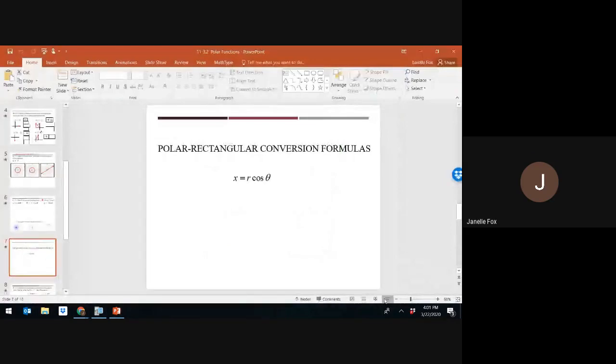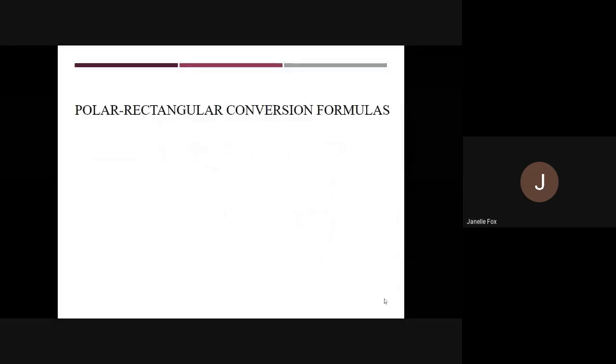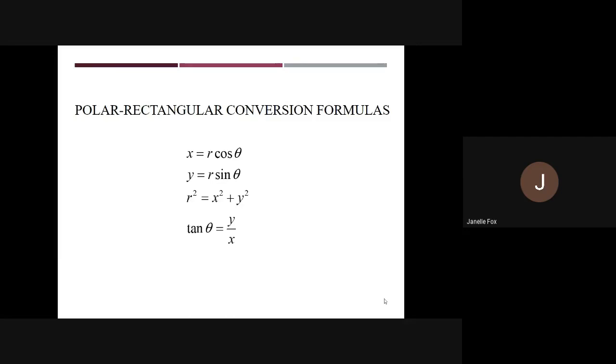Okay, so when we talk about changing from polar to rectangular, there's a couple of conversion formulas that are kind of handy to know. These are the things you're going to write down in the boxes. One of them is that x is equal to r cosine theta. y is equal to r sine theta. We know that r squared is equal to x squared plus y squared based on the Pythagorean theorem. And a nice handy one is that the tangent of theta would be the y value over the x value. So nice, so lovely.